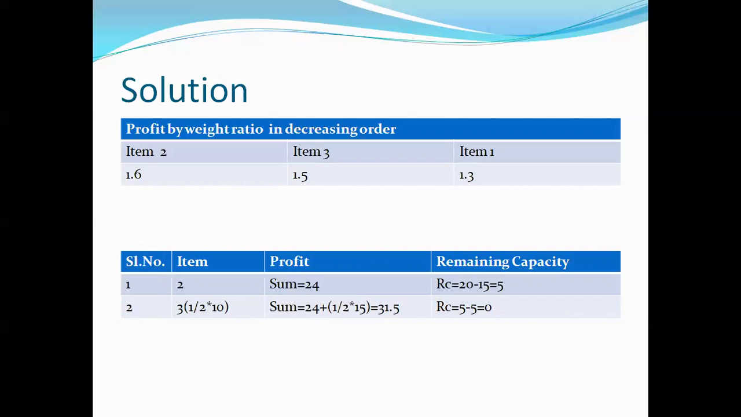Then the remaining capacity of the bag is 5, and according to the order, item 3 has the next highest profit by weight ratio. As the entire item is not going to fit into the bag, we take 5 kgs out of the 10 kgs, which is 1/2 into 10. So the profit gained is 1/2 into 15 rupees. So 24 rupees plus 1/2 into 15 gives a collective profit of 31.5 rupees. The remaining capacity of the bag is 5 minus 5, which is 0. The bag capacity is fulfilled completely, and we have maximized the profit compared to the maximum value and minimum weight approaches. The profit by weight ratio gives the highest profit of 31.5. Hence, the fractional knapsack, the greedy knapsack solution, is obtained for the given problem.